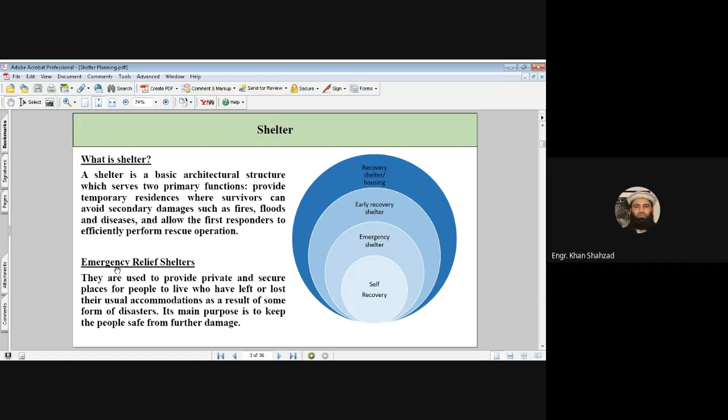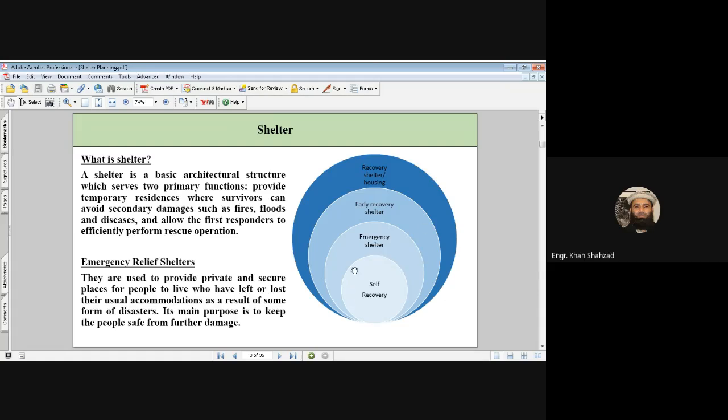Now, let's talk about the emergency relief shelters. They are used to provide private and secure places. Privacy is very, very important, and security is very, very important for people who have left or lost their usual accommodation, who have evacuated or whose buildings have collapsed or been damaged as a result of some form of disasters. Its main purpose is to keep the people safe from further damages or from further disasters.